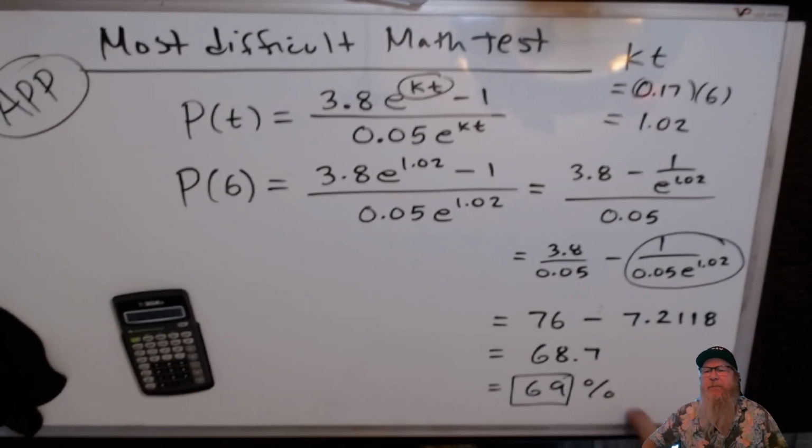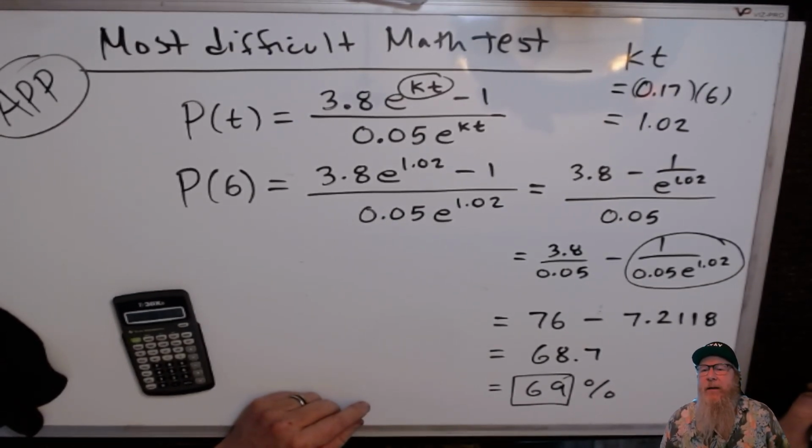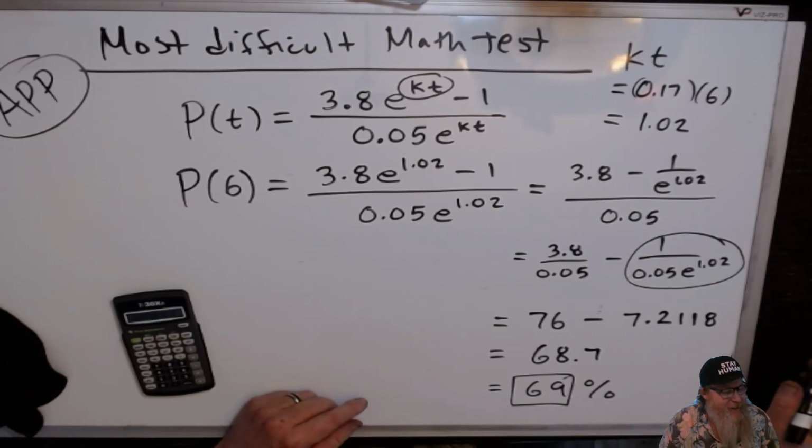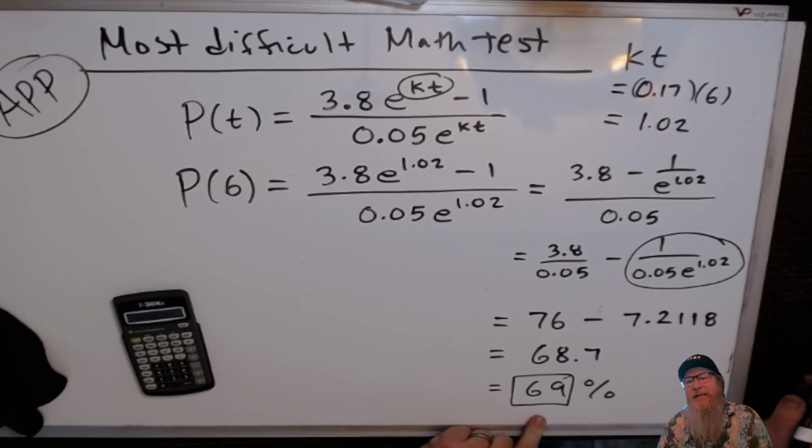You don't have to type the percent sign. You just say 69. I typically round to a whole number. So 6 hours of studying for this test, and I barely got a C.